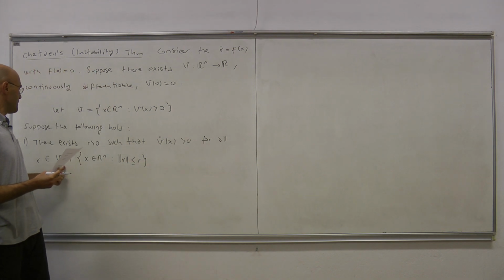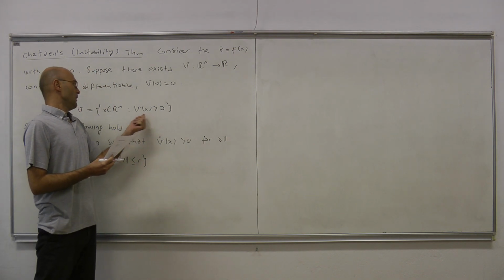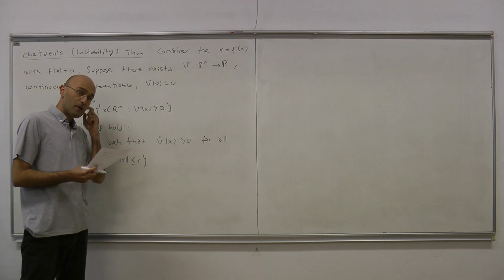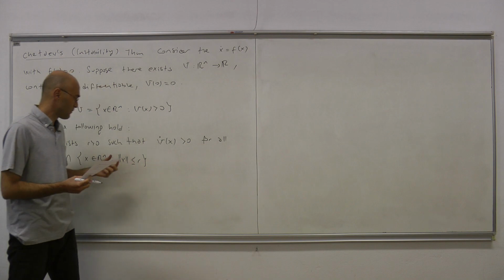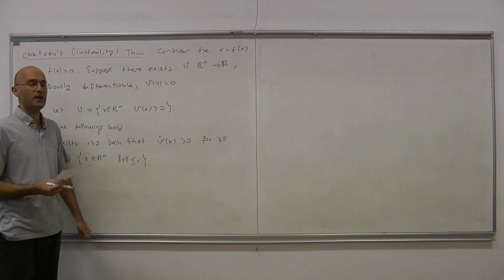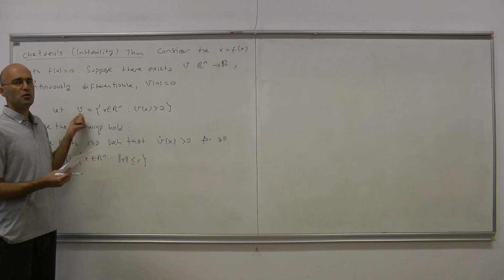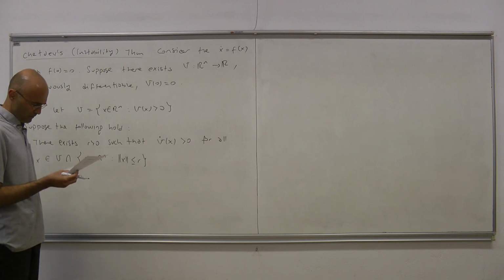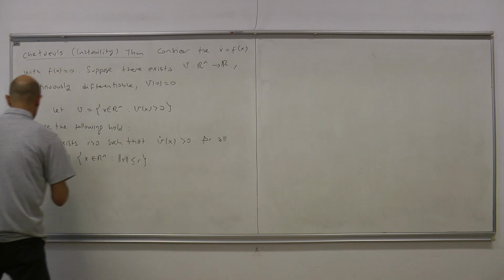Okay, so this set is the set of all points that are within our ball, that is, the norm is no greater than r, and also they belong to the set U where V takes positive values only. So that's the first condition.